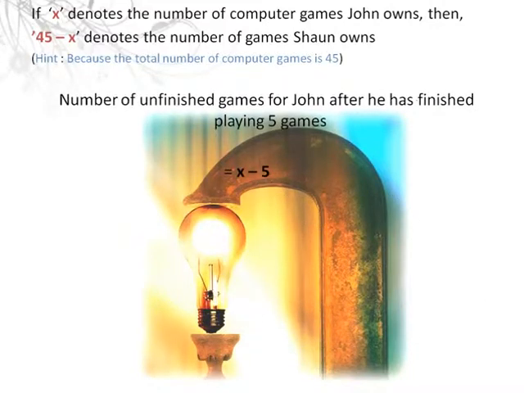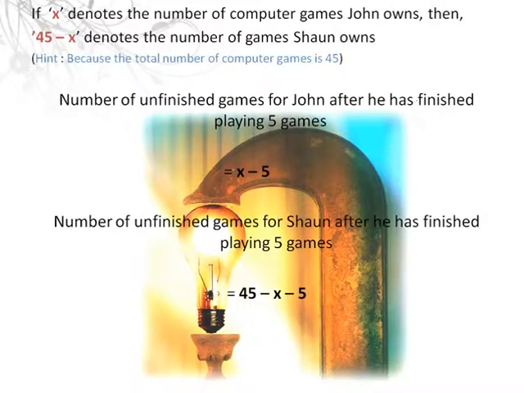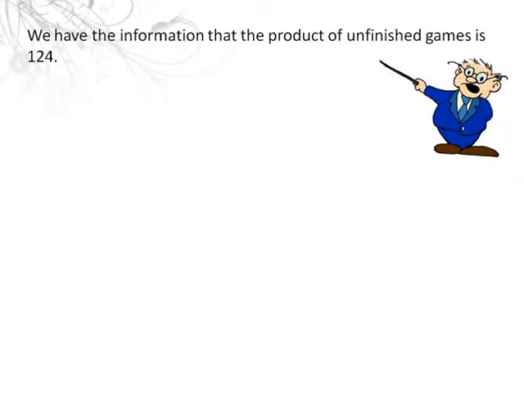Number of unfinished games for John after he has finished playing 5 games is equal to x minus 5. Similarly, number of unfinished games for Shaun after he has finished playing 5 games should be equal to 45 minus x minus 5, or 40 minus x. We already know from the question that the product of unfinished games is 124. Therefore, the product x minus 5 into 40 minus x should be equal to 124.